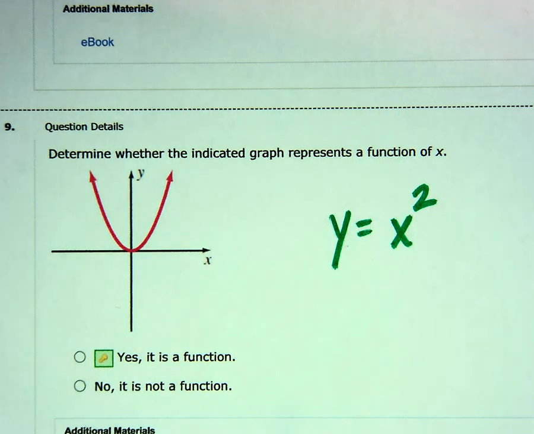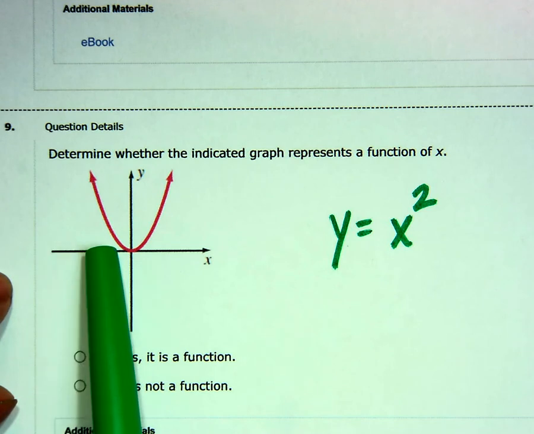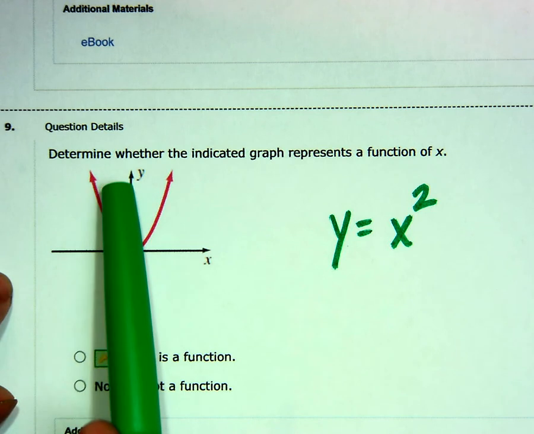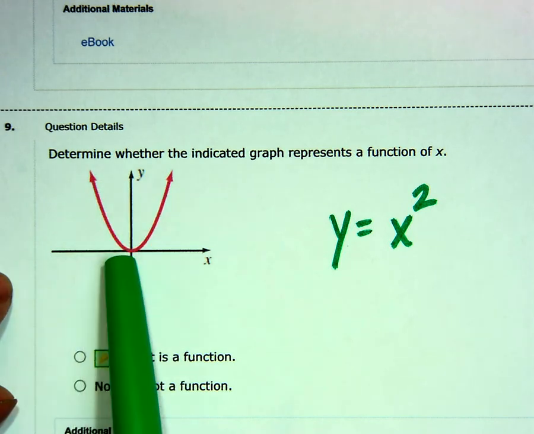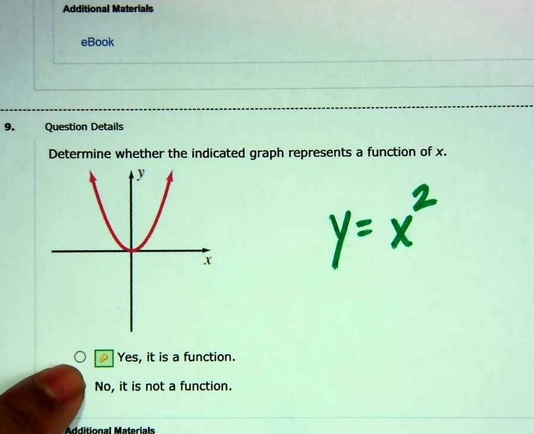Or I can just visualize it. Notice how none of the x values repeat themselves. So in other words, when I'm looking at this, if it was on a grid, none of the x values repeat. Because no x value repeats, that makes it a function.